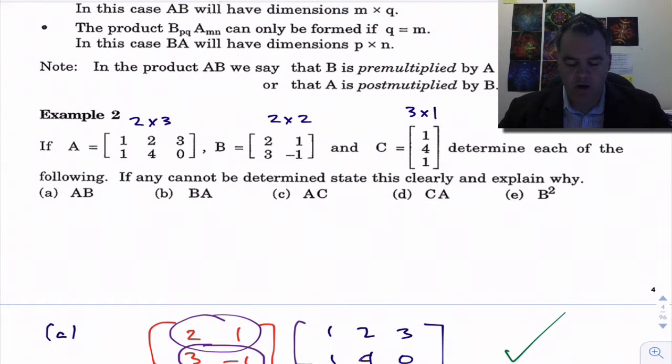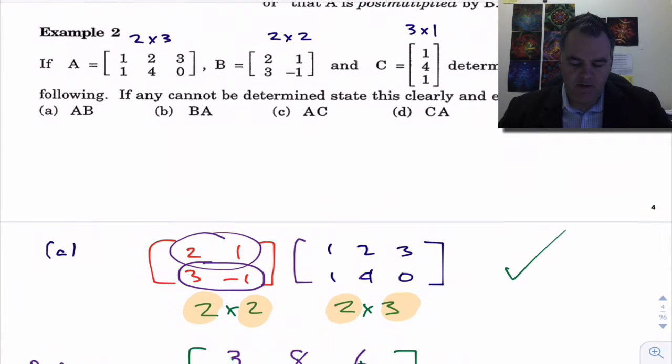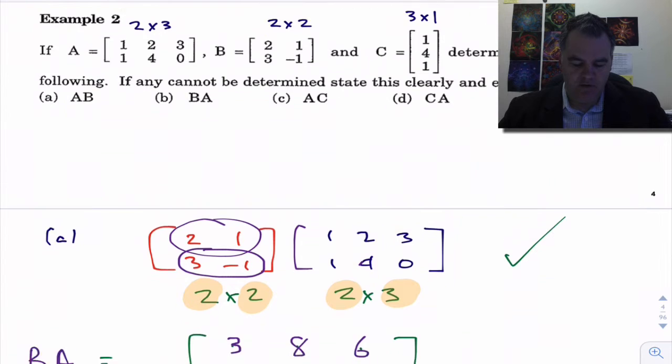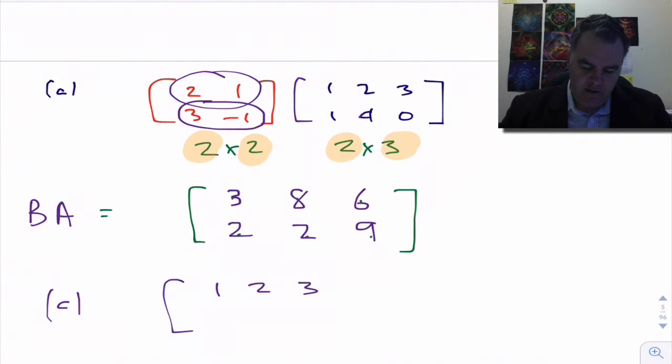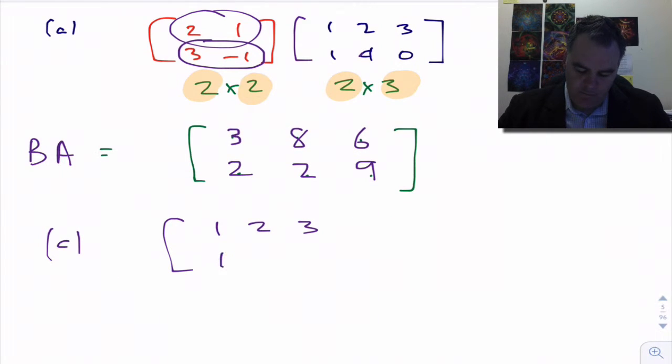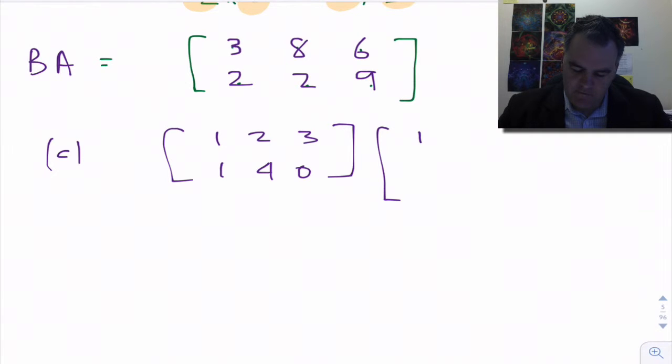Now, can we multiply A and C? We've got a 2 by 3 matrix times a 3 by 1 matrix. The number of columns in the first one is the same number as the rows in the second one, so we're good. So I'm going to do one more here. A times C. So we've got A, which is 1, 2, 3, 1, 4, 0. And we're multiplying it by C, which is 1, 4, 1.